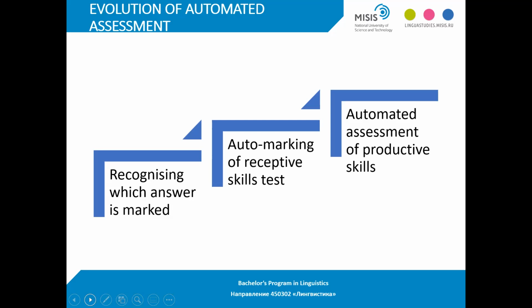The next step was auto marking of receptive skills tests. For example, now all receptive skills tests are marked by computers. If it is a paper-based test, then all answer sheets are scanned and fed to the machine, and the machine looks whether the answer is correct or not. I will show you a little bit later how this can function.